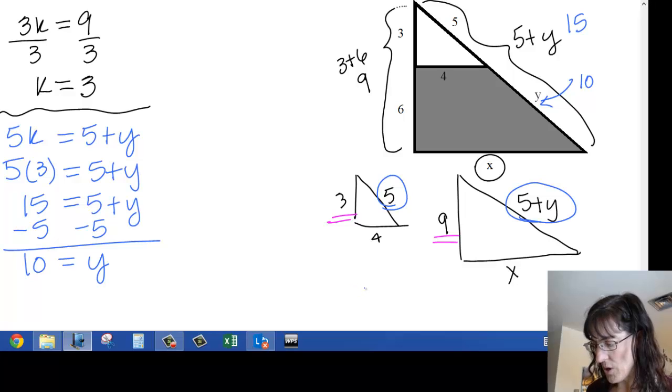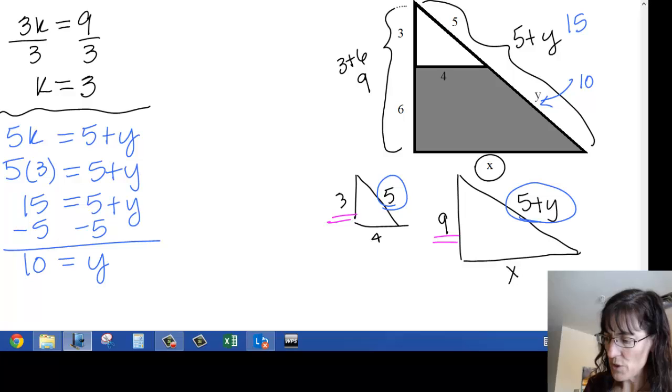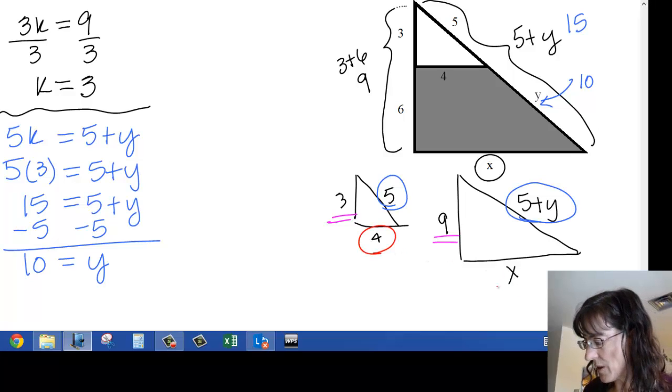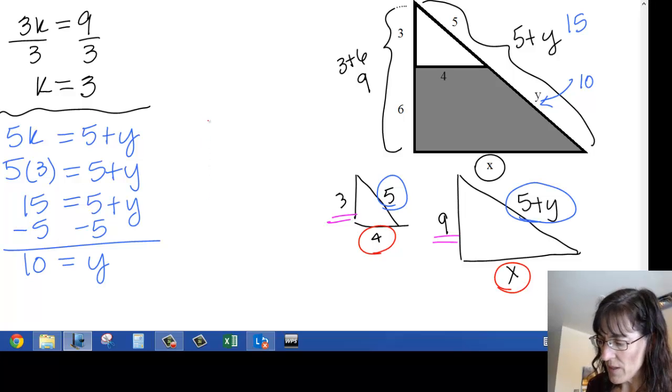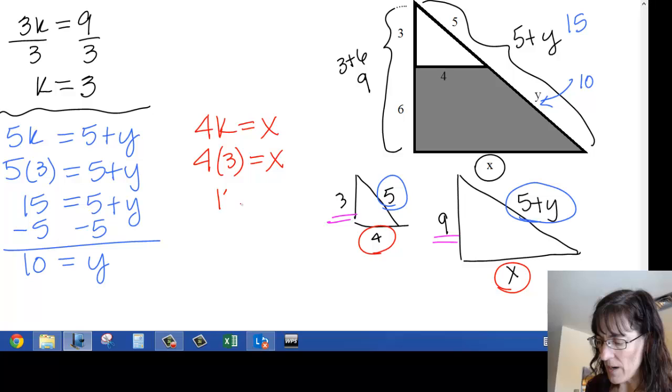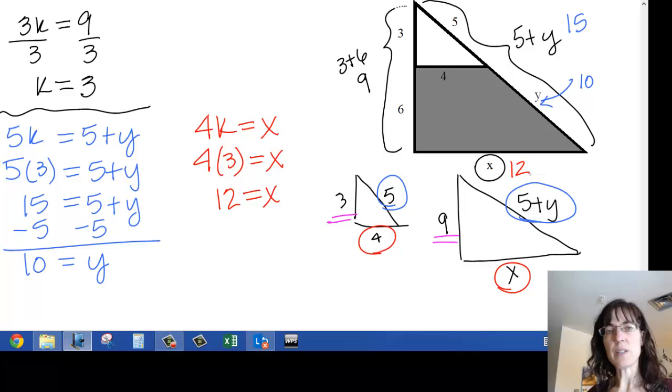Now, last part, I want to know, and I'm looking at the 4 and the x, and so I say 4k equals x. I know my k is 3, so I'll plug that in, and then I have 12 equals x. So I know that this x here is a 12.